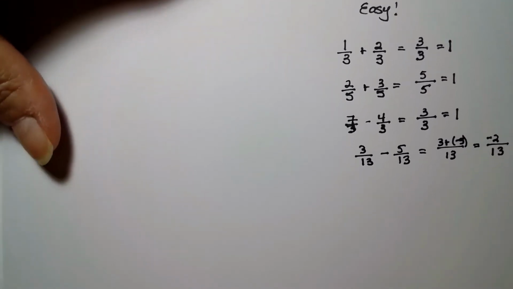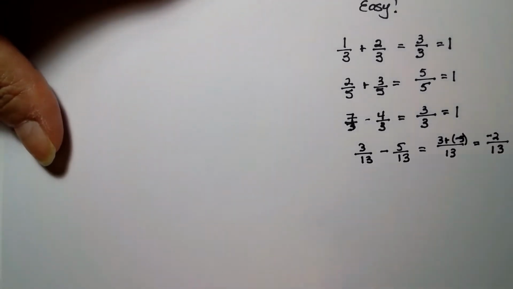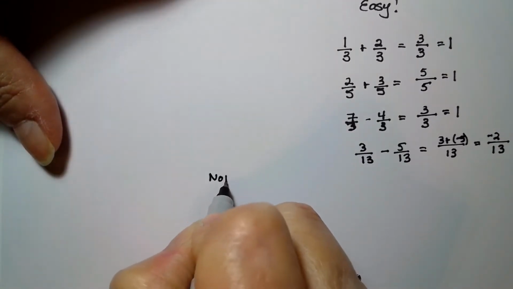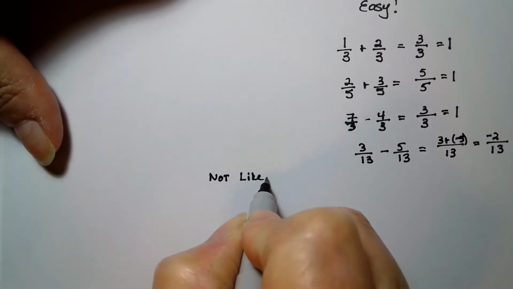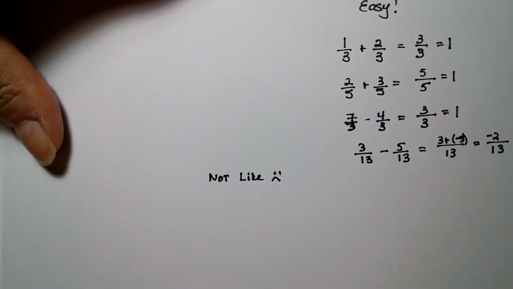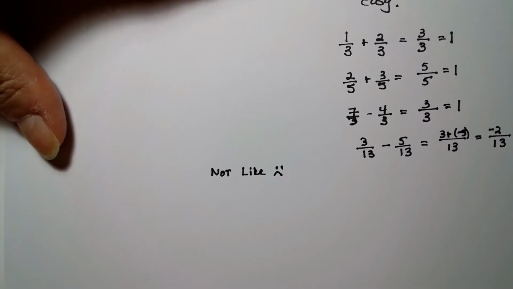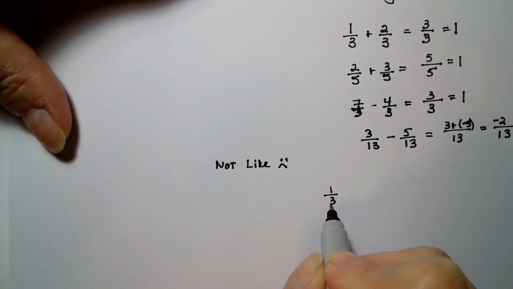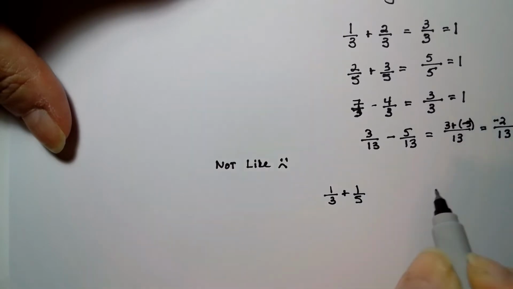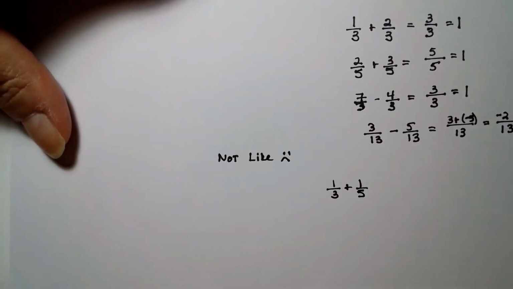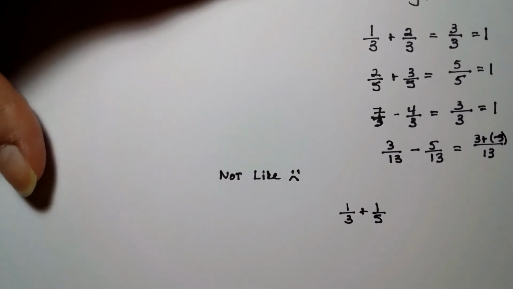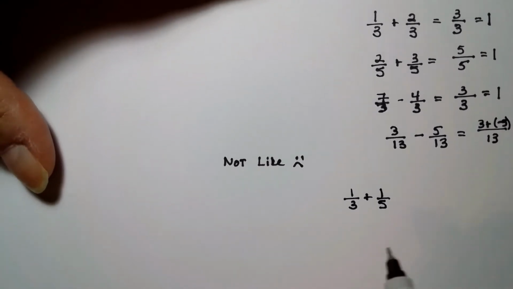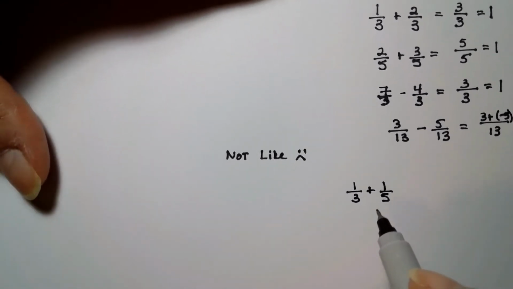The problem you guys have is when the denominators are not like, because then you can't just add or subtract the numerators. So for instance, 1/3 plus 1/5. You can't do anything with it until you come up with a common denominator. So to do that, we're going to multiply each one of these by an equivalent fraction.